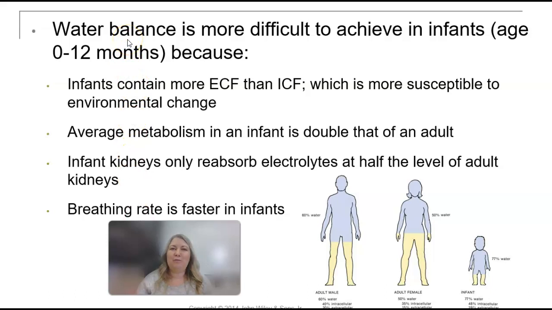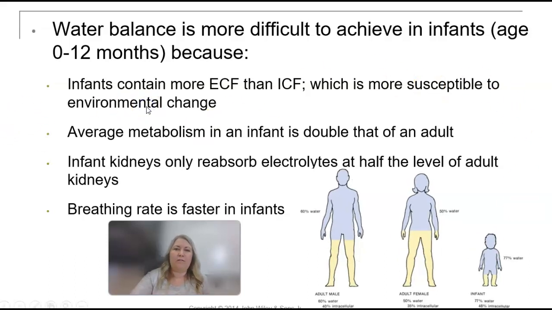So water balance, as we mentioned before with the water intoxication stuff, is much more difficult to achieve in babies and in the elderly. Specifically talking about babies, 0 to 12 months, it's because they have a lot more extracellular fluid. We talked about that intracellular fluid is kind of trapped in those cells and it's harder for it to move. It keeps it safer. Babies are squishy. They have a lot more of their water outside of their cells, and so it's more susceptible to environmental change. They also are growing really fast, so their metabolism is really high, but their kidneys don't work very well. They also breathe a little bit faster too, just because their respiratory and cardiovascular systems are a little bit different.